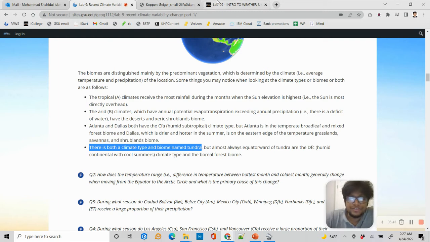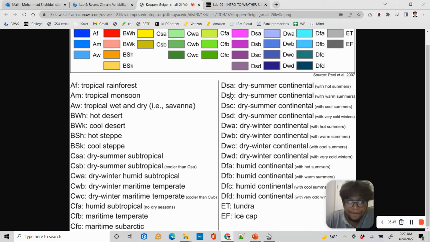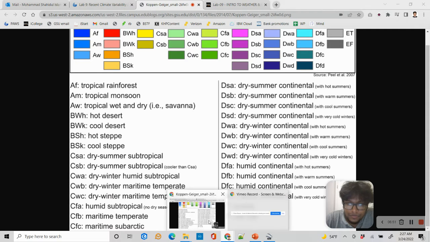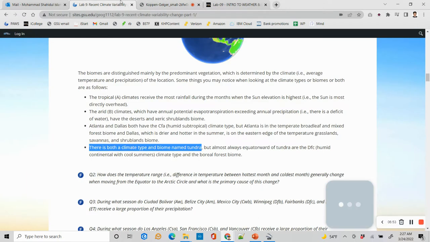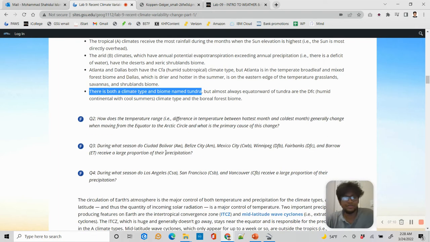So what is DFC? DFC humid continental, and the DFC climate type is cool summer. So like tundra, just keep that in mind. Probably there's not that specific question about tundra, but it's good to know that there is both a climate type as well as a biome named tundra.